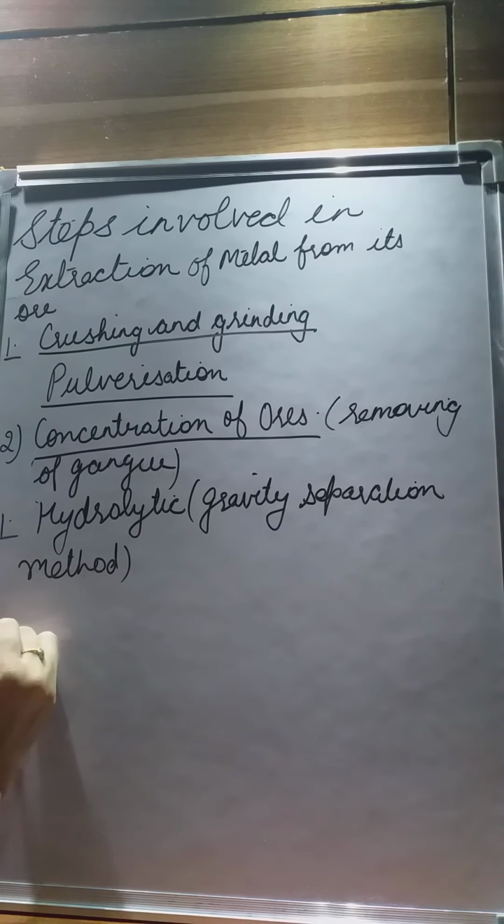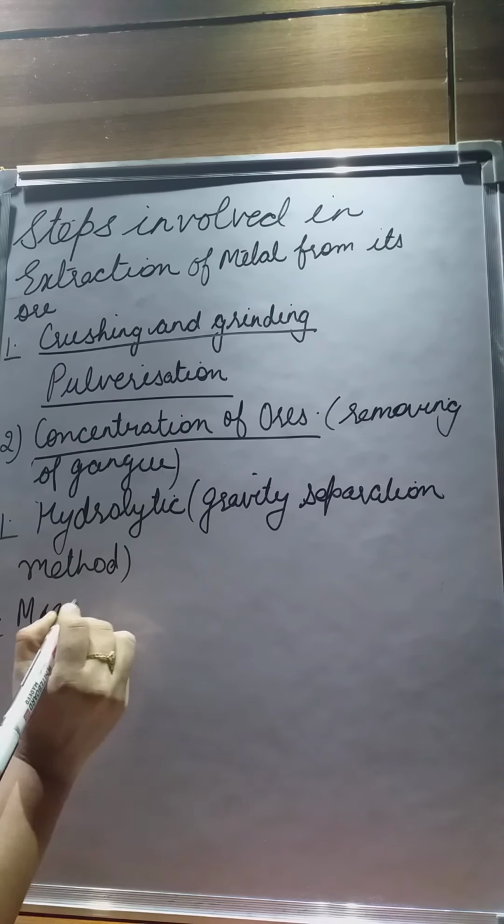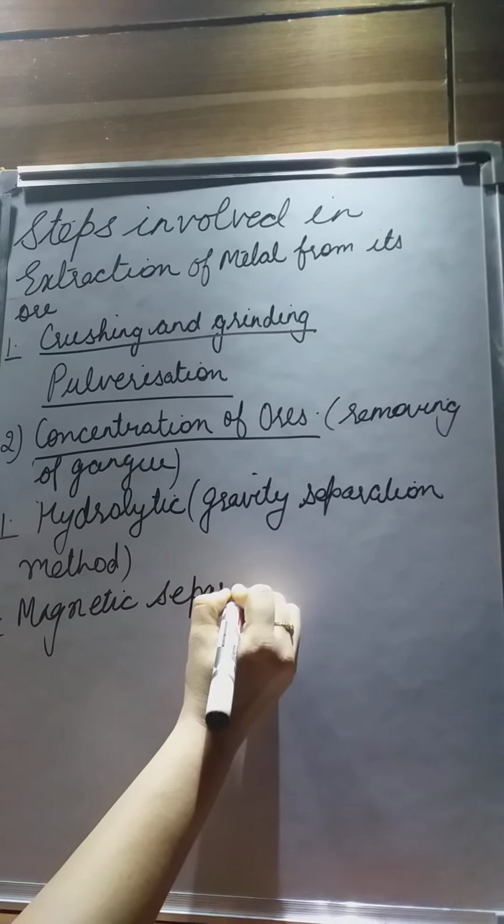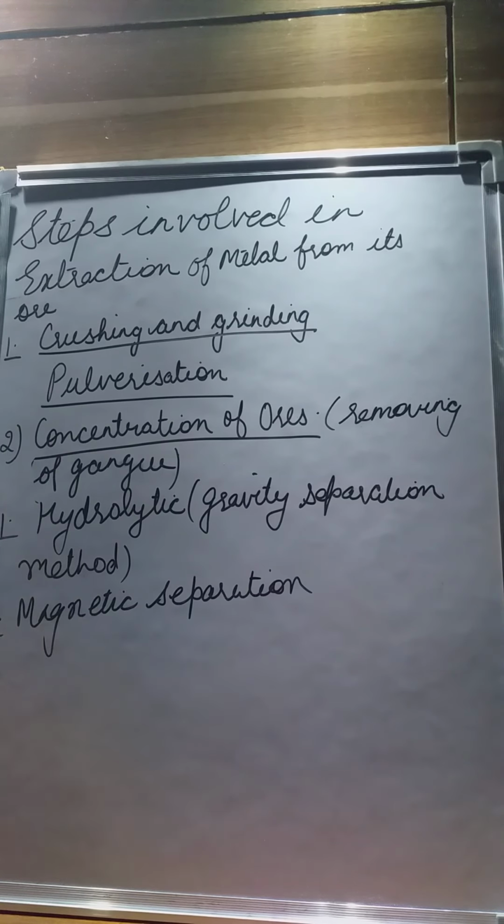The next method is magnetic separation. So what is the principle of this method? Magnetic properties of the ores. Now students, in this method, the crushed ore is placed over a conveyor belt which rotates around two metal wheels, and out of these two metal wheels, one will be magnetic. The magnetic particles get attracted to the magnetic wheel and fall separately apart from the non-magnetic particles.